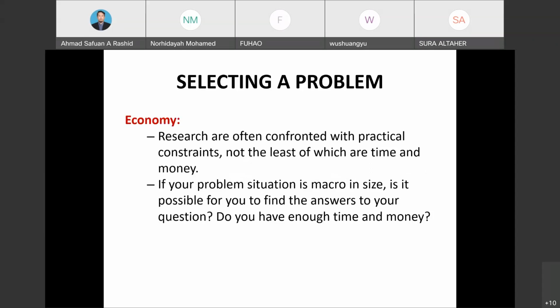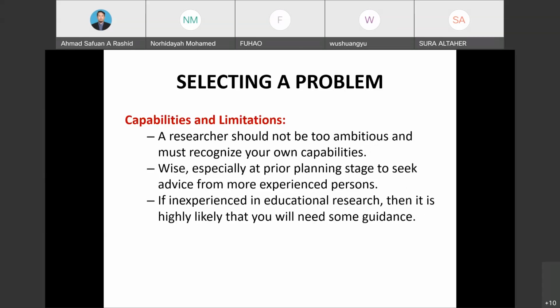Economy. It depends on, for example, the money or the allocation that you have for your study. If it is fully funded, you will not have problems. Let's say your supervisor has a grant, so there will be no problems for you to run the testing.